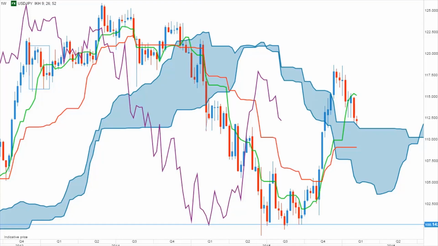So let's just start with the 5 lines, and let's start with the Tenkan. The Tenkan is above the Kumo. Is that going to be bullish or bearish? It should be bullish. Is it massively bearish? Well, the Tenkan is above the Kijun, which is healthy. That's generally how it should be for something to be bullish.